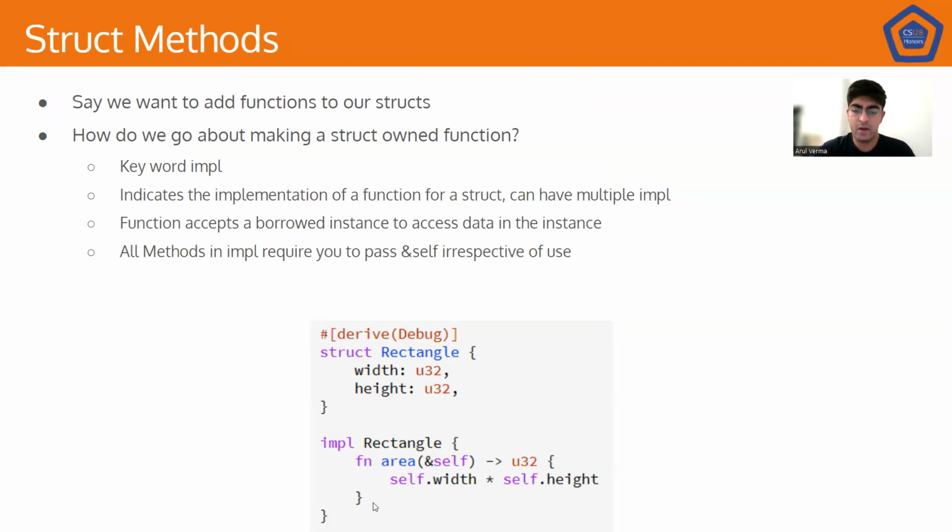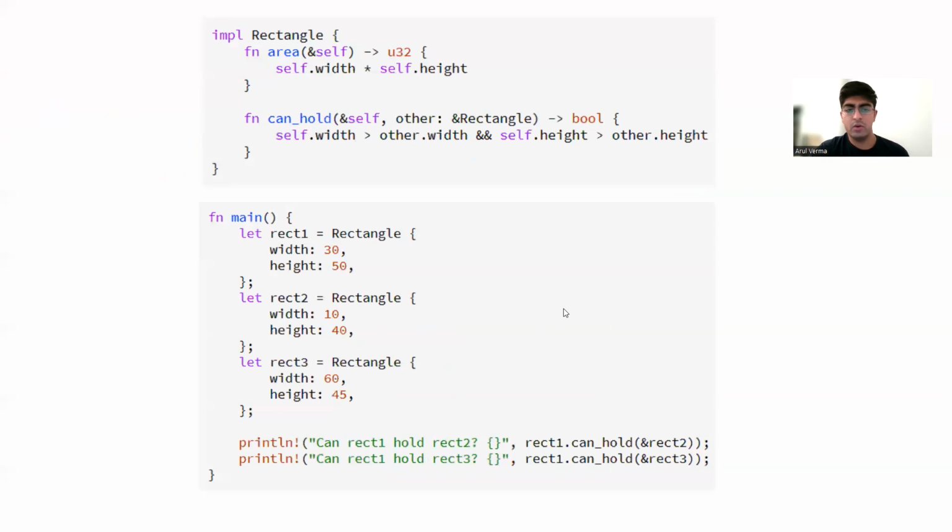And you can see here kind of how the syntactical layout of a function is. We use fn, you give it the name, you pass in a borrowed instance, and then you access the data of that instance. Now, this is a more fleshed out example of this. We can see here we have an impl rectangle with a function area, a function can_hold, and then we create 3 rectangles, and we print out can rectangle 1 hold rectangle 2 and can rectangle 1 hold rectangle 3.